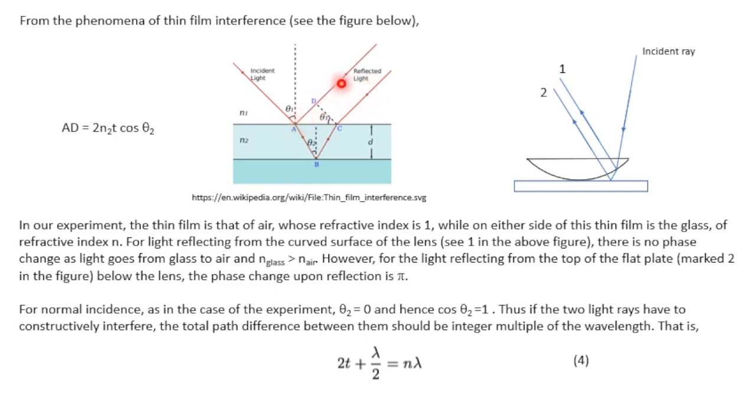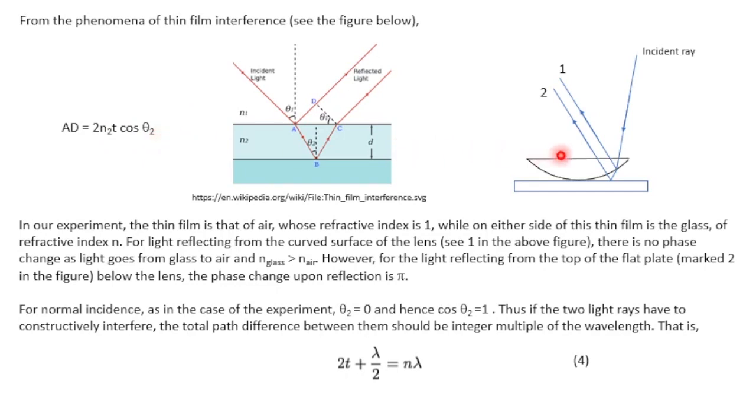Now, the path difference between the two reflected components of light is given by AD, and if you recall your class 12 physics, it is given by 2 times N2 times t cos θ2. Of course, in our discussion, t has been the thickness of the air film. So the two reflections from the top surface and from the bottom surface of the film would have a path difference of 2t cos θ2.